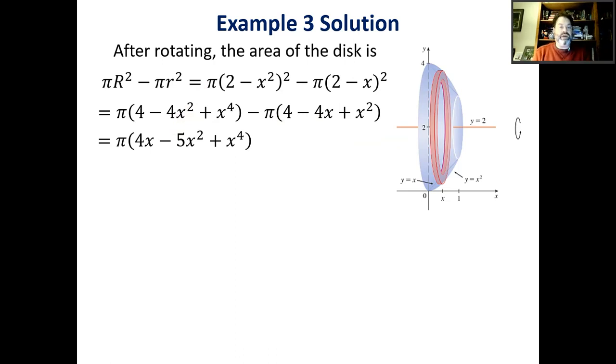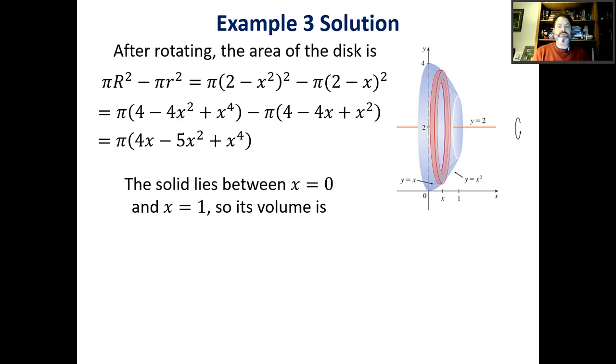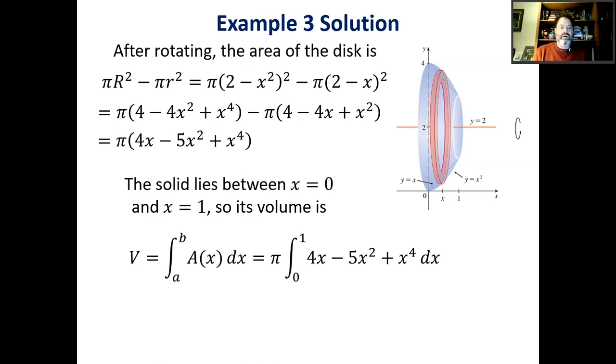And once you set up the integral, we know it goes between 0 and 1. Right? We found that earlier in the problem. So it's just the integral of this area function for the disk. Remember, this is the area of the disk. You integrate the area in the x direction to get a volume. So the volume is going to be this.